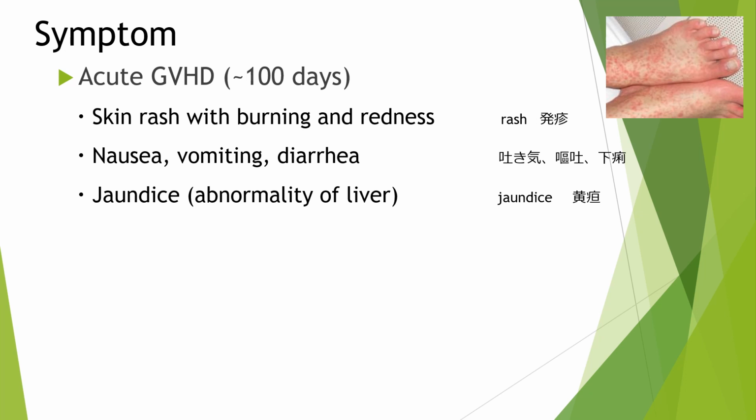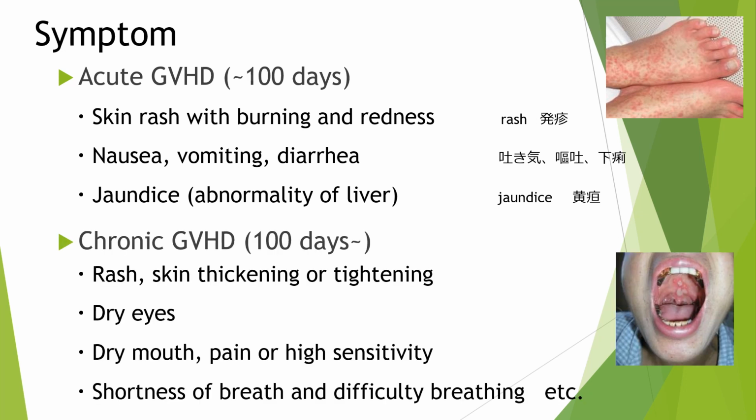There are two categories of GVHD, acute GVHD and chronic GVHD. Acute GVHD usually develops within the first 100 days after transplantation. Acute GVHD can affect the skin, with rash, burning and redness; the gastrointestinal tract, with nausea, vomiting, and diarrhea; or the liver, with jaundice.